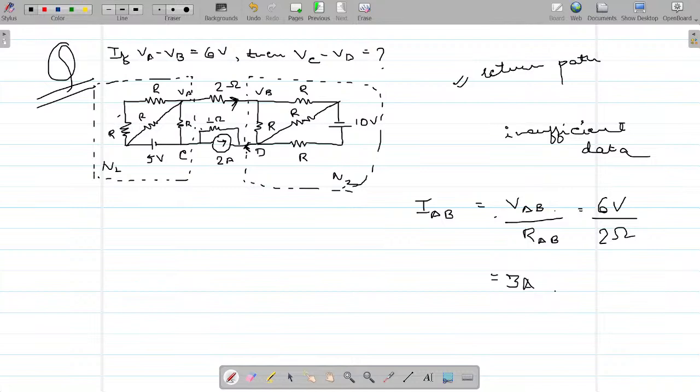So if there is a current of 3 amperes going from A to B, there should be a current of 3 amperes of the same magnitude flowing from what? N2 to N1. So can I say IDC is equal to what? IDC would be equal to 3 amperes. Can I say that without any doubt?